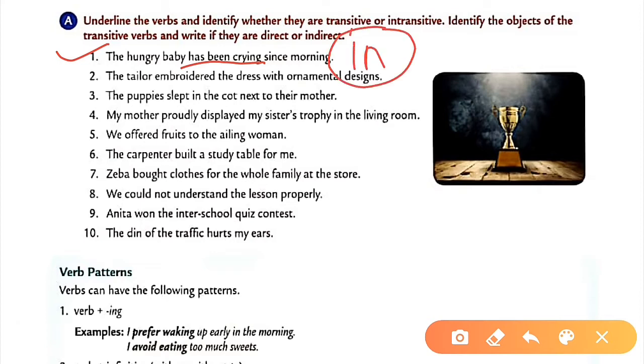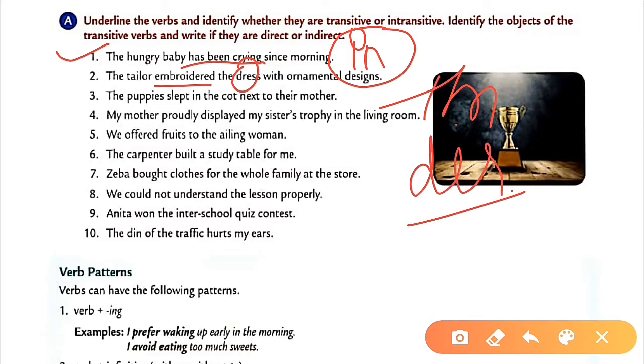Okay, next. Second number: the tailor embroidered the dress with ornamental design. Answer: the tailor embroidered the dress. Embroidered is your verb, for making something, and what is your object? The dress. Okay, dress is your object, and that's why it is a transitive verb. You have to write transitive. And it is a direct object. Definitely it is a direct object.